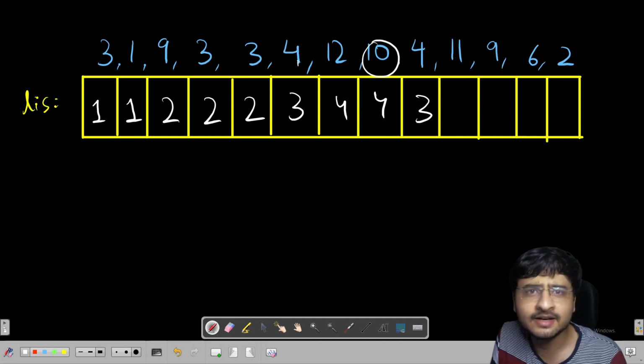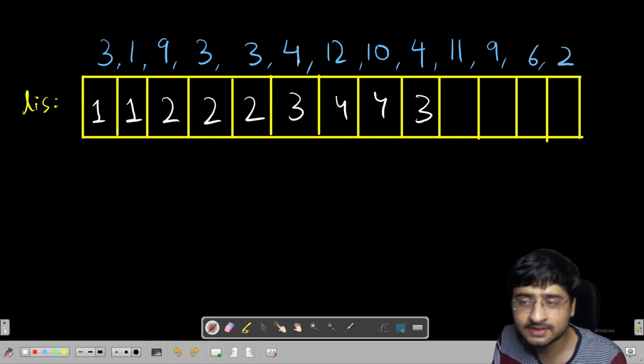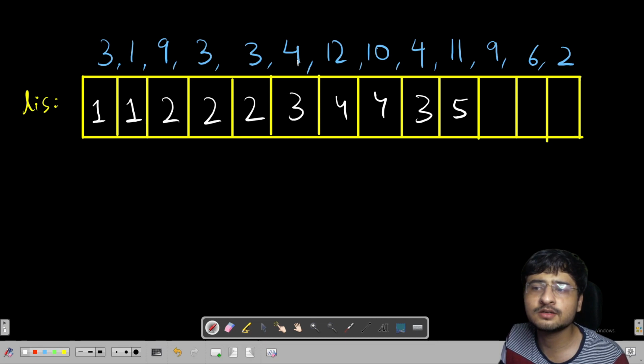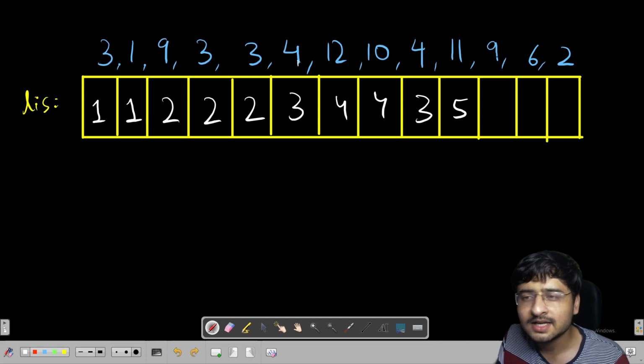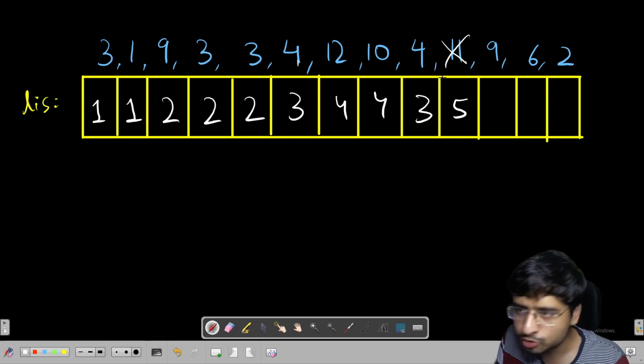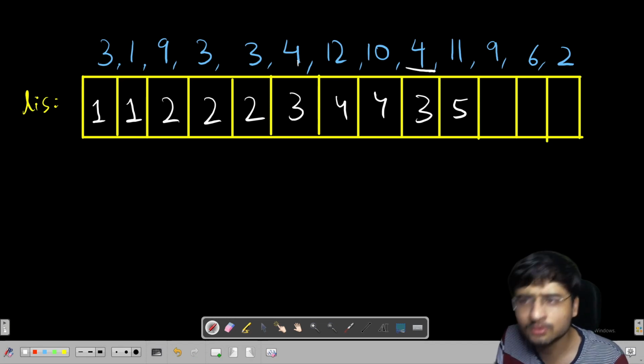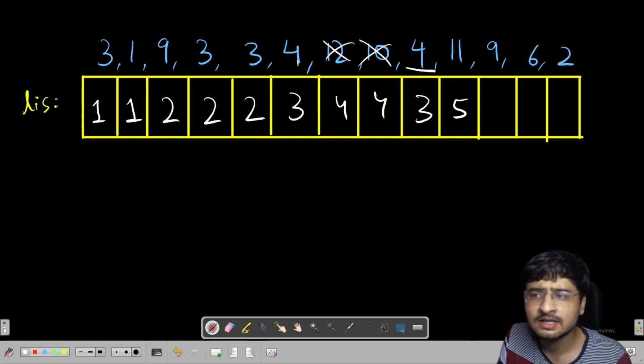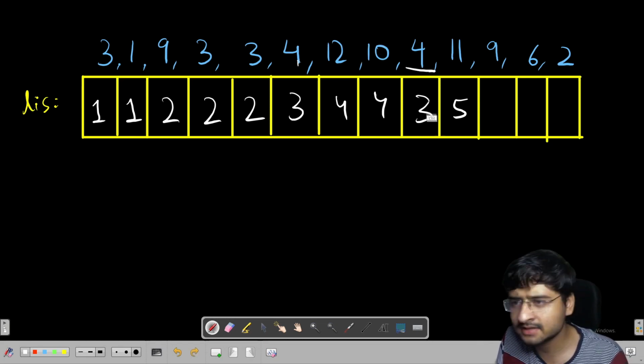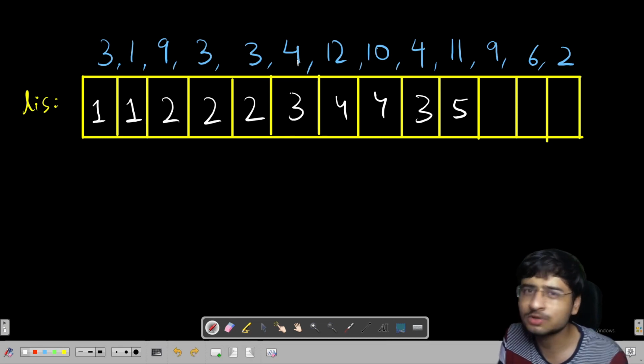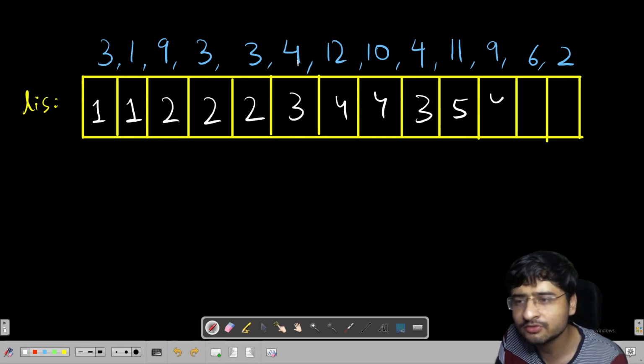11 can choose this 10, right? 11 can choose this 12, this 10. So 11 will say I'll be able to make a length of 5. 9 cannot choose this 11. It can choose this 4, cannot choose this. And you can see the best result is out of this 4 or this 4 only. Both are having the same result. 9 will be able to form a length of 4.